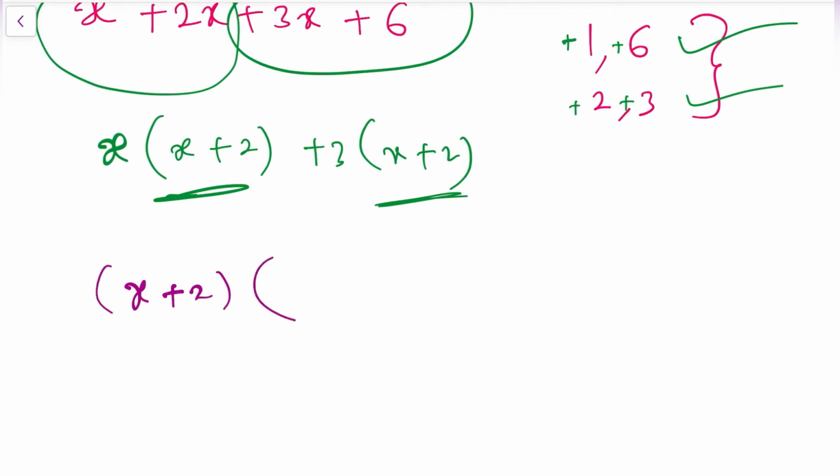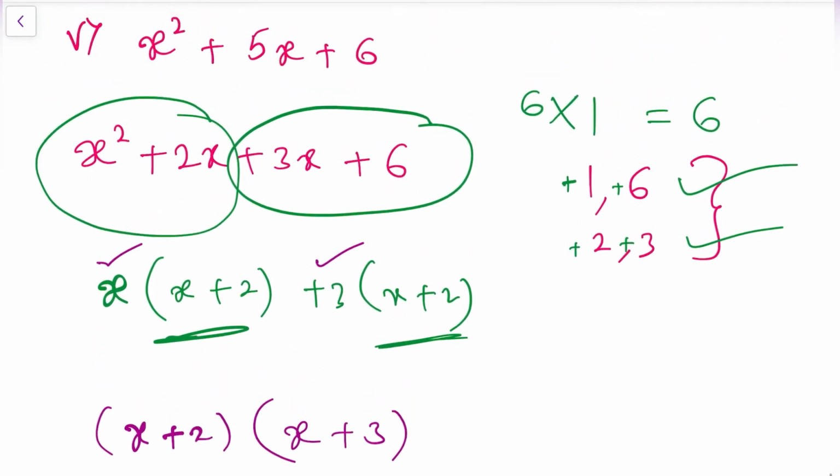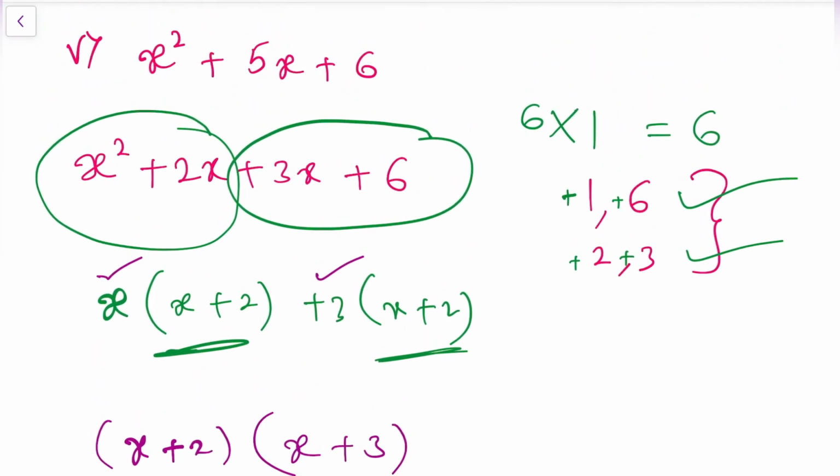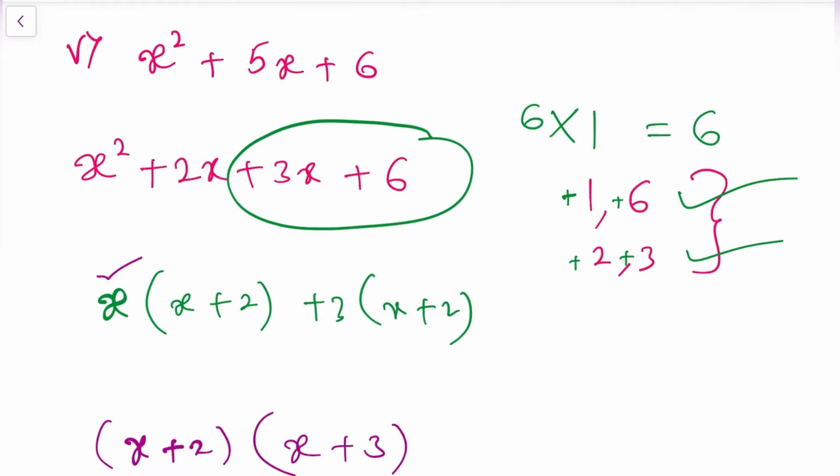So let us take out x plus 2 also common. Then if we take out x plus 2 common, here we remain with x, here plus 3. So x plus 3. So the factorization of the given question is x plus 2 into x plus 3. This method which we solved here is called splitting the middle term into two terms, simply factorization.